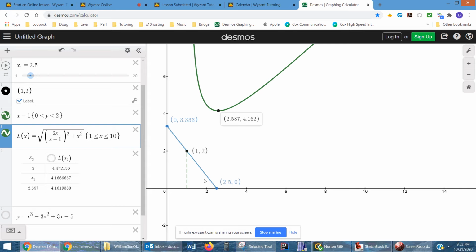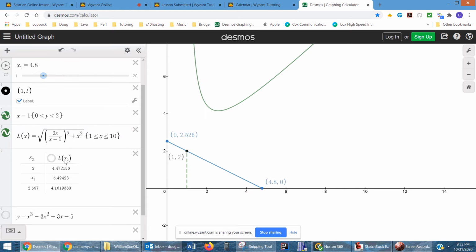Here's the triangle. Here's the point (1, 2). And as I slide this x-intercept to the right, the length of that hypotenuse changes. And here's a table that has the length of the hypotenuse in it. So it looks like when x is 2, the length of the hypotenuse is 4.47, and as I keep increasing x sub 1, the hypotenuse keeps getting longer and longer until it's undefined, because I only let x sub 1, the function, be defined from 1 to 10.